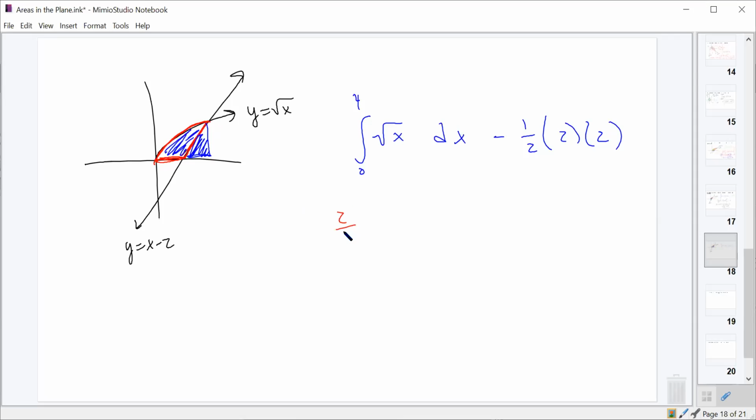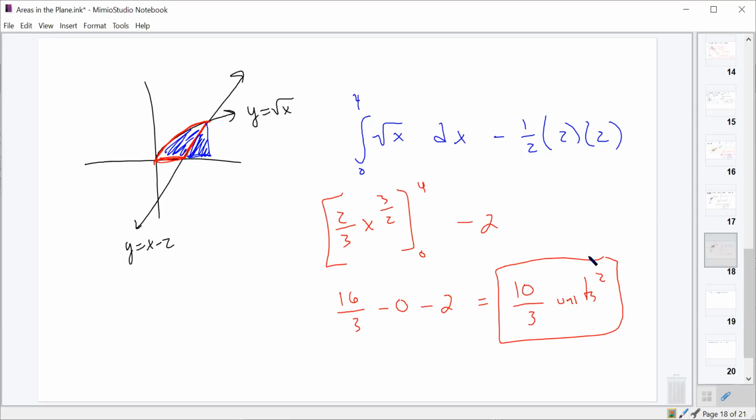And what do we end up with? This time just 2/3 x to the 3/2 from 0 to 4, minus 2. As we've done multiple times, 2/3 x to the 3/2 evaluated at 4 is 16/3, minus 0. And we plug in 0, minus 2. Once again that gives us 10/3 units squared. So we should see that there are a lot of different ways sometimes to complete the same integral. Isn't that cool? If you like integrals, yeah. Which you do, because you decided to take this class.